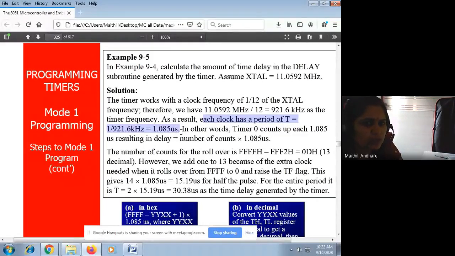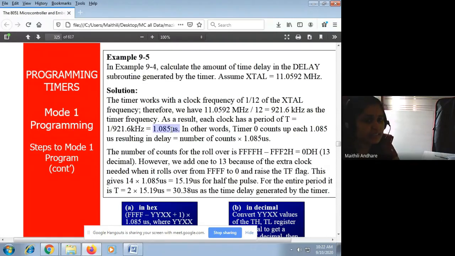How? Because all of you know T is equal to 1 by F. As per the requirement, we have calculated the timer frequency as 921.6 kilohertz. So I can calculate the time period T is equal to 1 by F. Now my F is 921.6 kilohertz, so the time period of each pulse, each clock period, is 1.085 microsecond.